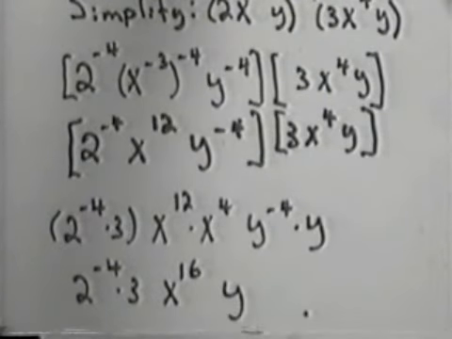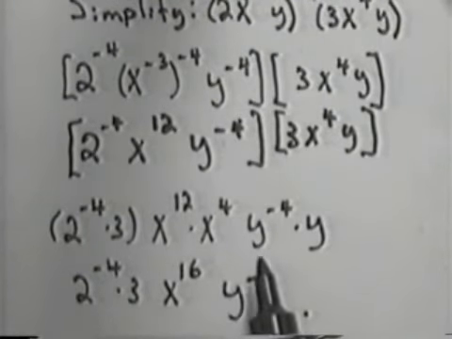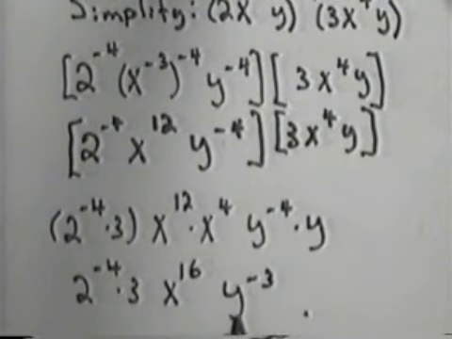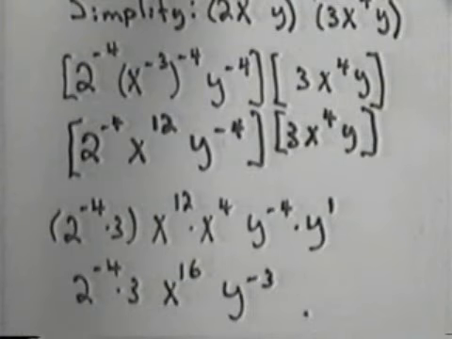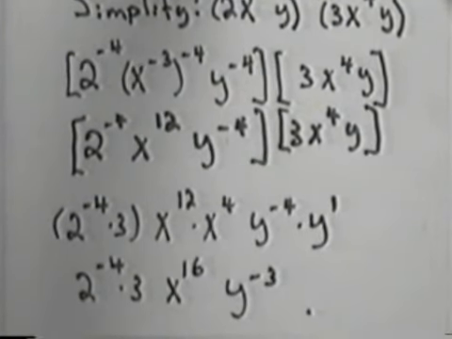y^-3. To multiply powers having the same base, keep the base y, add the exponents. Now there's not an exponent here, but it's understood to be 1. Negative 4 plus 1 is negative 3.